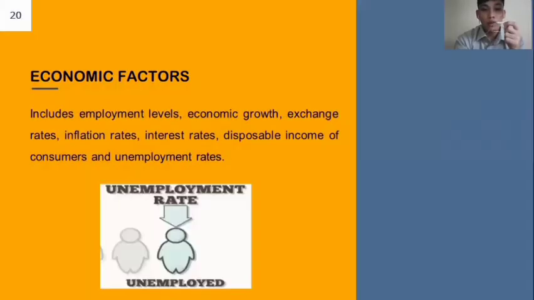So the next factor is economic. Economic factors are determinants of a certain economy's performance. It includes economic growth, exchange rates, inflation rates, interest rates, disposable income of consumers, and unemployment rates. These factors may have direct or indirect long-term impact on a company, since they affect the purchasing power of consumers and could possibly change demand or supply models in the economy.